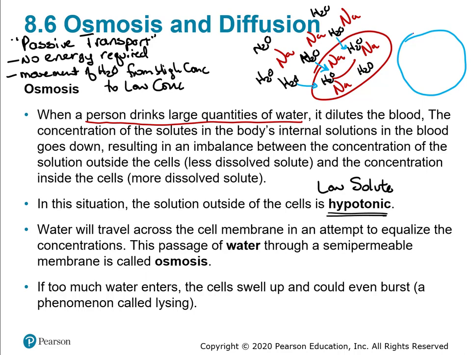When you weighed it, what happened to the mass? The mass went up, right? So it actually pulled in water, increasing the mass of that potato, and so it made it firm, hard. It actually gained mass because that was all from the water. That is a hypotonic condition.